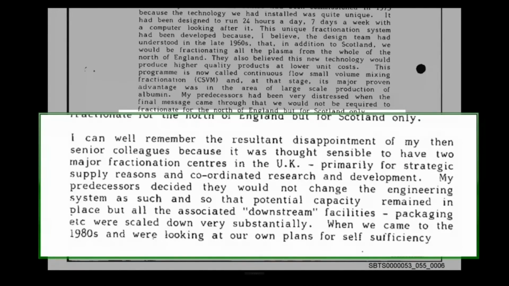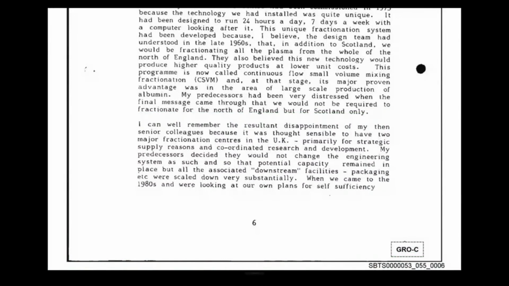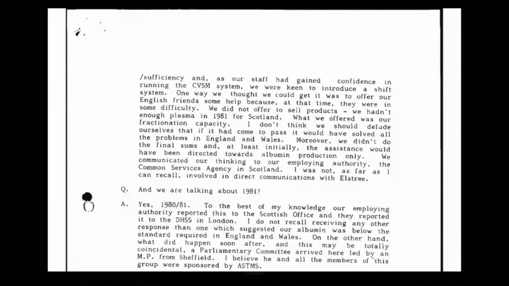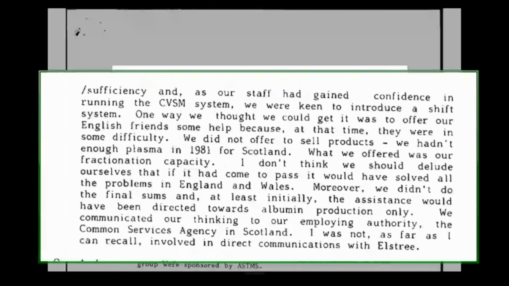When we came to the 1980s and we're looking at our own plans for self-sufficiency, and as our staff had gained confidence in running the CVSM system, we were keen to introduce a shift system. One way we thought we could get it was to offer our English friends some help because at that time they were in some difficulty. We did not offer to sell products. We hadn't enough plasma in 1981 for Scotland. What we offered was our fractionation capacity.